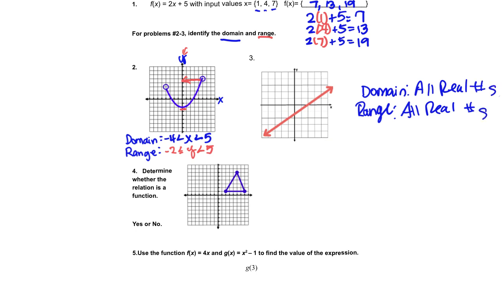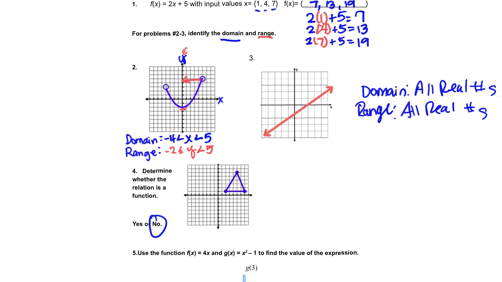All right, the next one, we're going to see if this is a function or not. We can use our vertical line test. So see how this crosses in more than one place, because that means our x is repeating. So this is not a function. All right, so our last question, it says to find g of 3 right here.